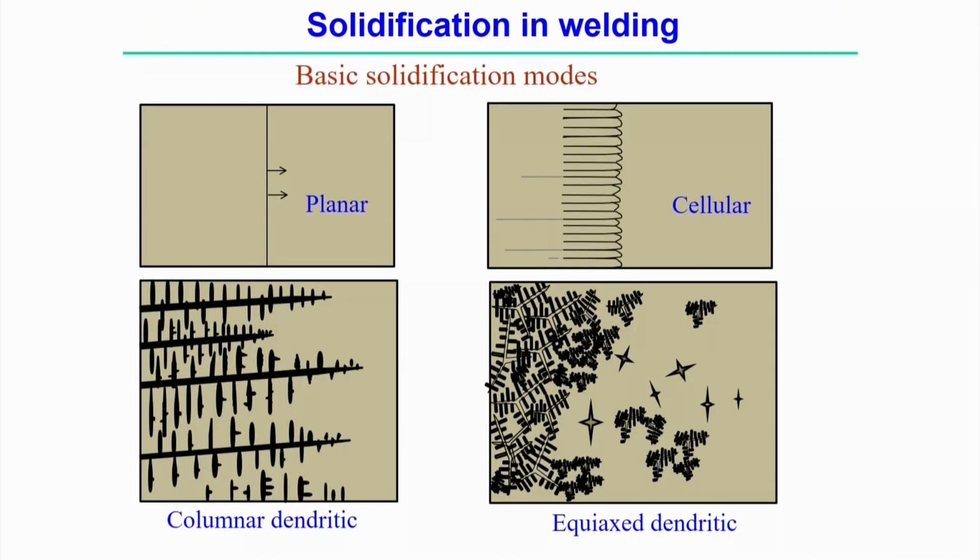The first one is the planar mode, where the solidification front moves exactly as a plane and gradually advances. In the cellular mode, there is a breaking of the planar front, and it makes a structure that looks like cells. The third is the columnar dendritic structure. Its growth is columnar in one direction, but dendrites form, with primary dendrites and secondary dendritic arms also being formed. This is the typical columnar dendritic solidification mode.